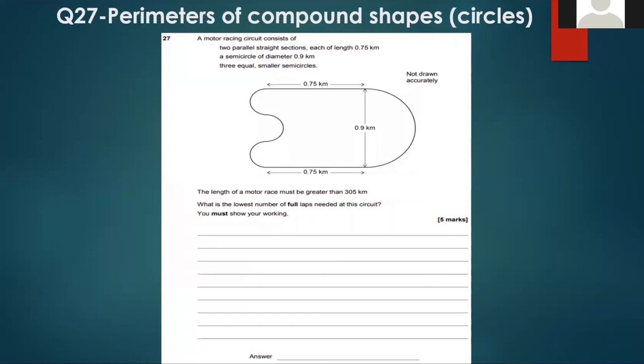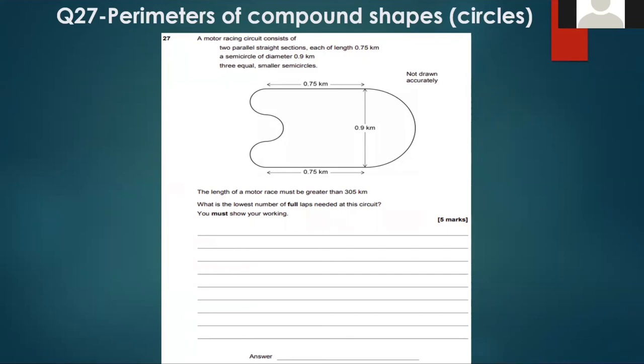Okay, question number 27 then is about compound shapes again, looking at being able to work out. It says a motor racing circuit consists of two parallel straight sections, each of length 0.75 km, a semicircle of diameter 0.9 km, and three equal smaller semicircles. The length of a motor race must be greater than 305 kilometers. What is the lowest number of full laps needed at this circuit? You must show your working.